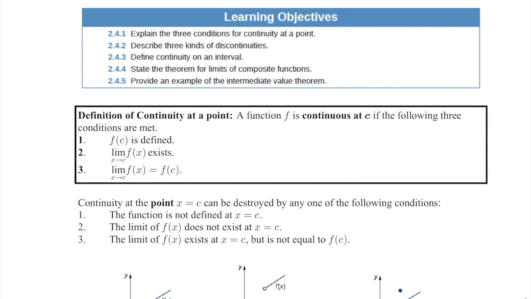In this section, we're going to take a closer look at continuity and how it's related to function values and limits. Our learning objectives are: explain the three conditions for continuity at a point, describe three different kinds of discontinuities, define continuity on an interval, and then state the theorem for limits of composition of functions and provide an example of the intermediate value theorem.